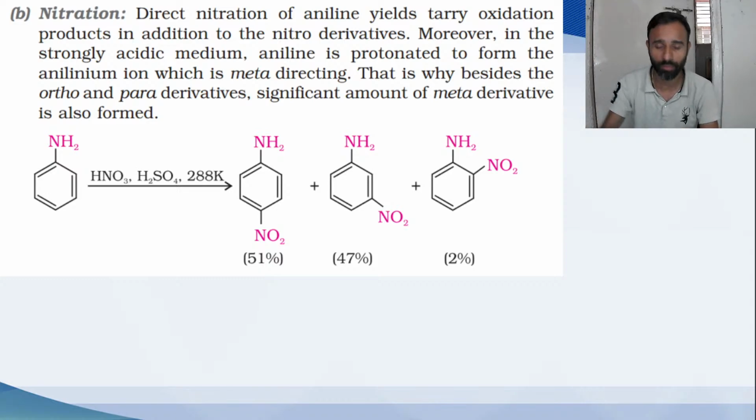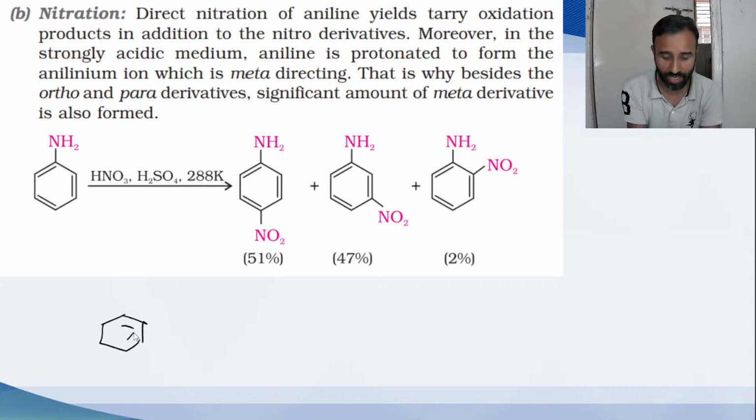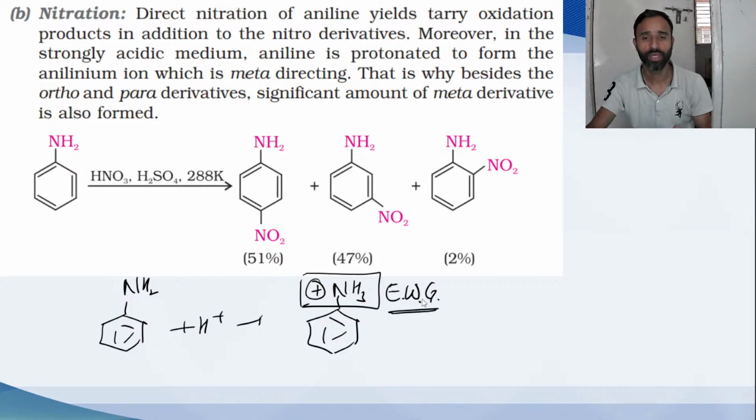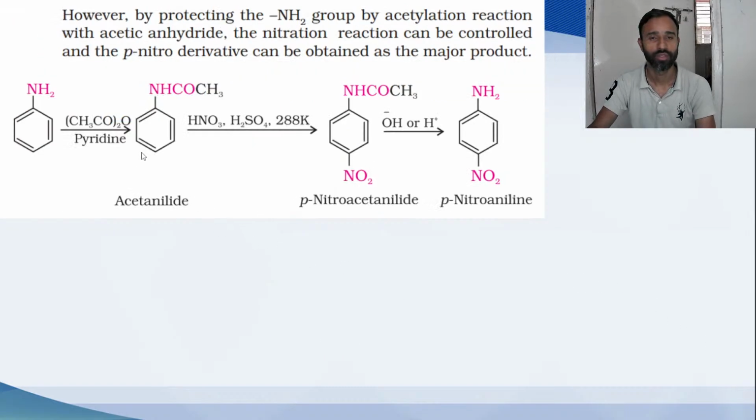Why is it so? The reason is aniline in strongly acidic medium gives the anilinium ion, and this anilinium group is an electron withdrawing group which directs the electrophile to the meta position. That's why we get meta product. To get only para, again we protect the NH2 by acetic anhydride, acetanilide is formed, and then nitration takes place at para only. Further hydrolysis gives para-nitroaniline.